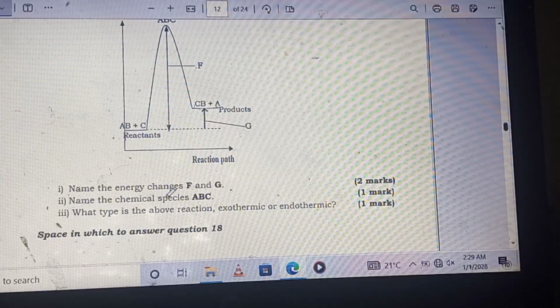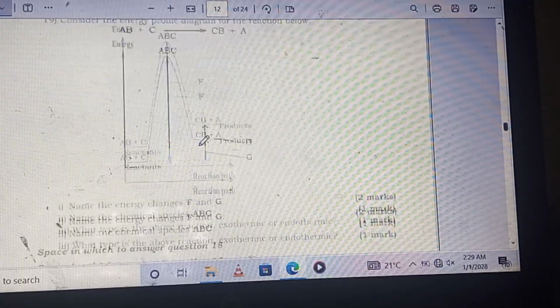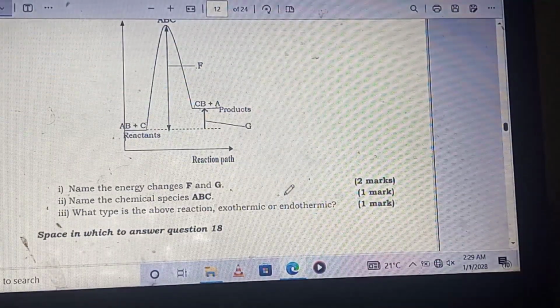II. Name the chemical species ABC. The chemical species ABC is called the activated complex. What type is the above reaction, exothermic or endothermic? The correct answer is exothermic.